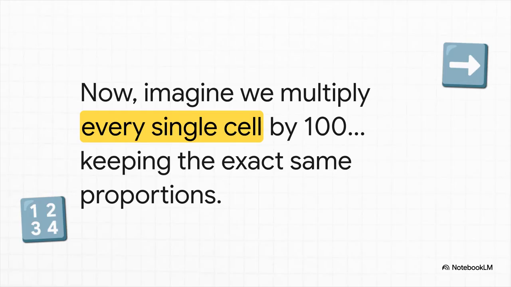But what did we do to create our second table? It was simple, right? We just took every single number in that first table and multiplied it by 100. We just blew it up, keeping the proportions perfectly intact.